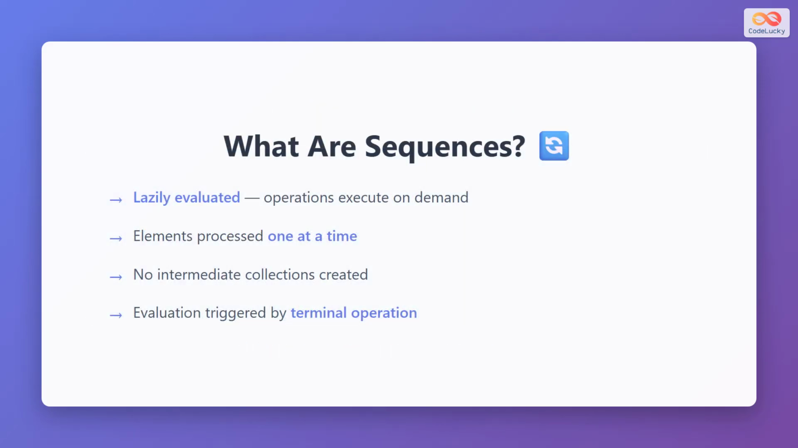Sequences take a different approach. They are lazily evaluated, meaning operations are deferred until actually needed. Elements are processed one at a time through the entire chain of operations. No intermediate collections are created, which saves memory. Evaluation is only triggered when you call a terminal operation like toList or count.